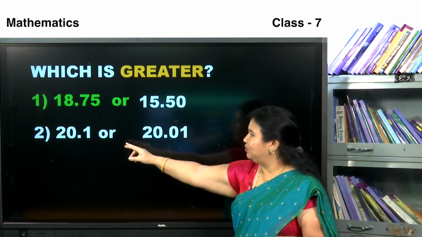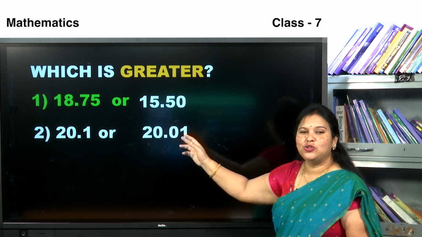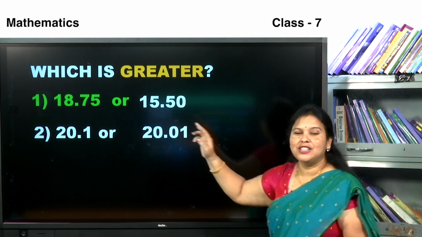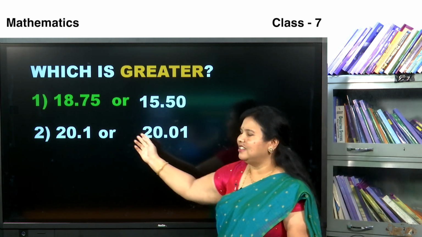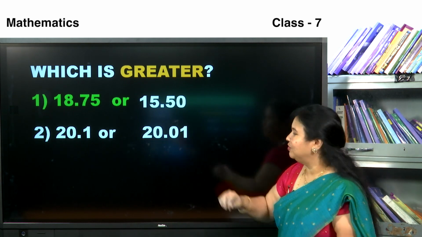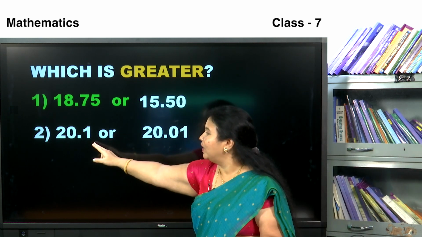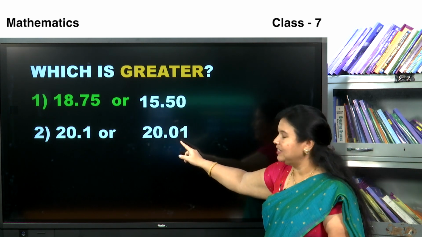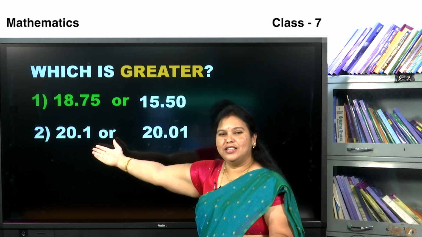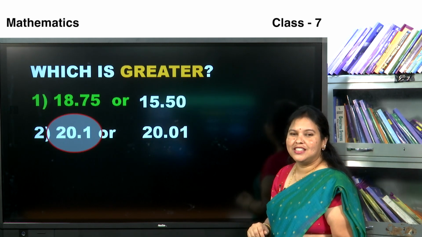Here 20.1 and 20.01 is there. So, you have to compare and write which one is greater. What I told you: observe the whole numbers. First we have to compare the whole numbers. But here 20 is common in both the cases. So, what we have to do? We have to compare the numbers in tenths place. Here we have 1 in tenths place in this number and 0 in tenths place in the other number. So, which one is greater? Obviously 20.1 is greater than 20.01, right? We will see the next one.